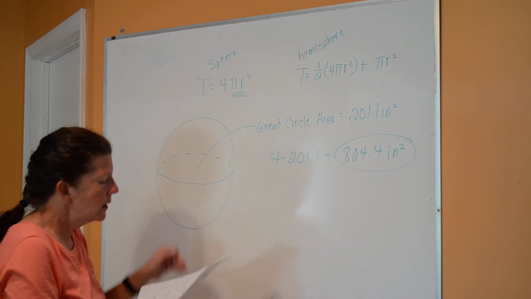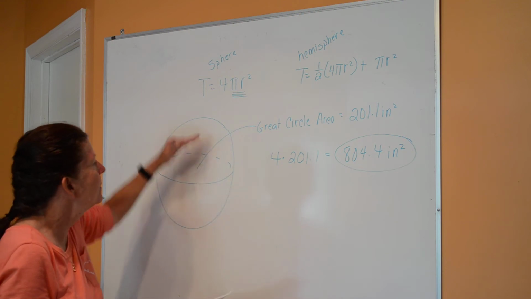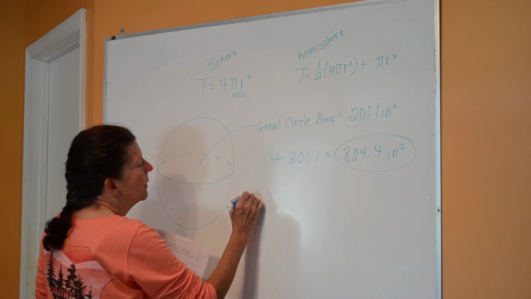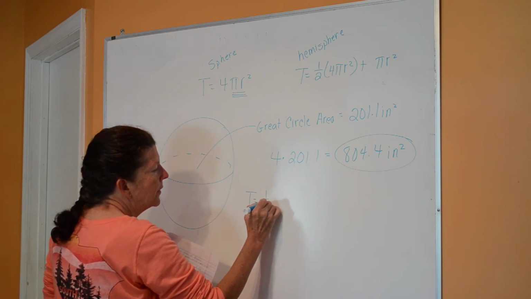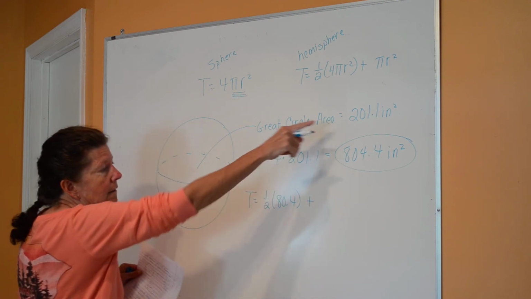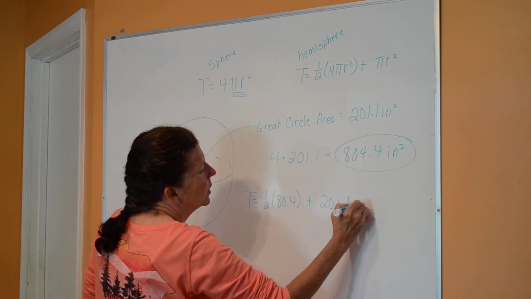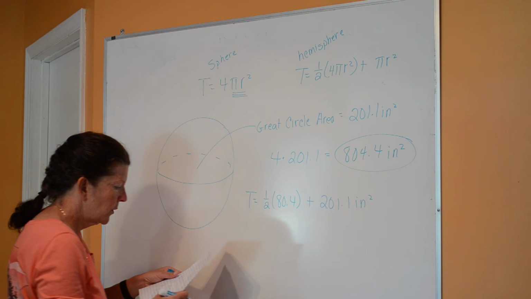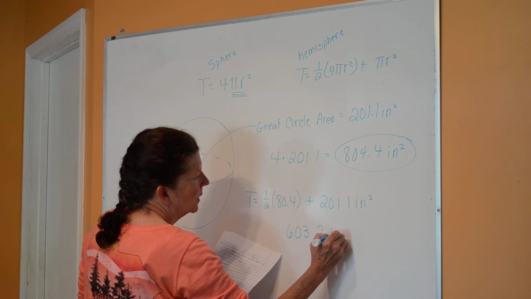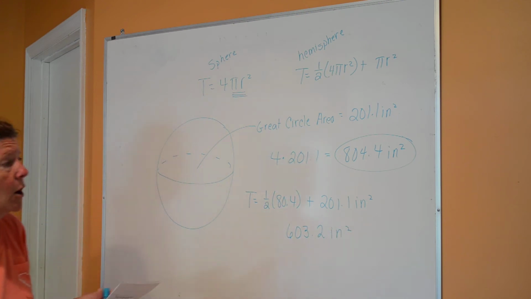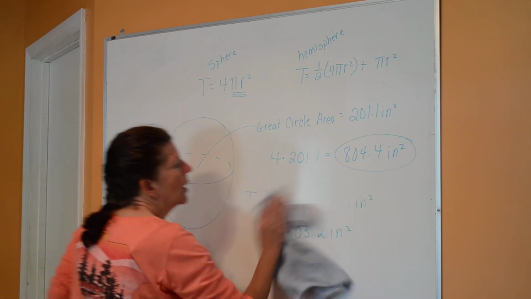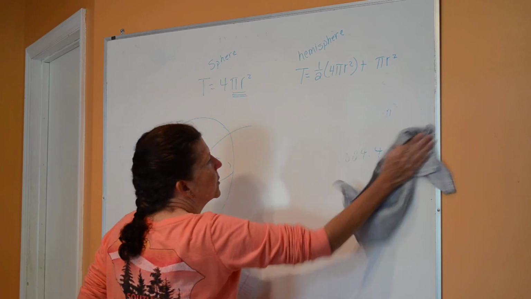Okay? Now let's say I only want the hemisphere, that I'm going to cut this in half and I want the total surface area of just half of it. Well, then I'm going to take half of the 804.4 and then I'm going to add the 201.1 inches squared to it. So that's actually going to give me an answer of 603.2 inches squared. So you see, there's not a whole lot to this particular section. Okay, there's no regular polygons, which is what tends to throw you off a little bit.